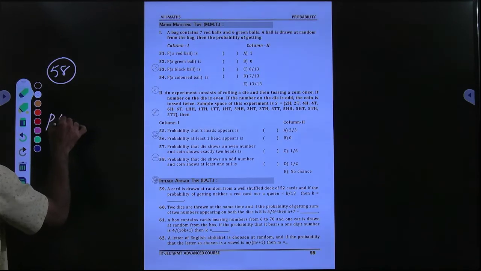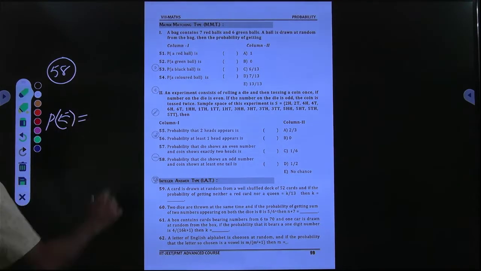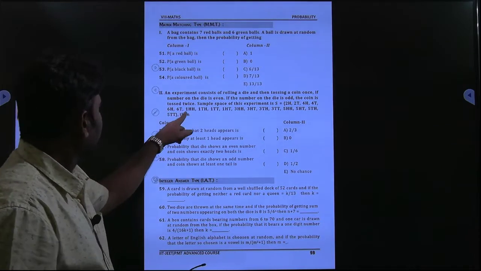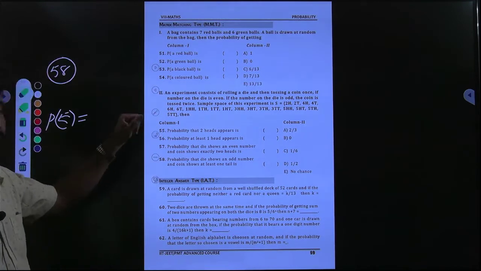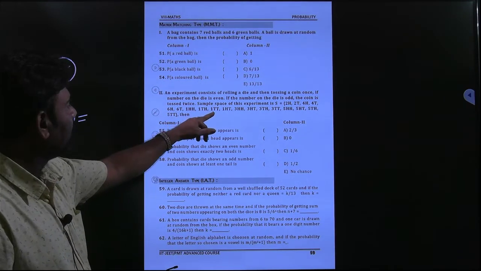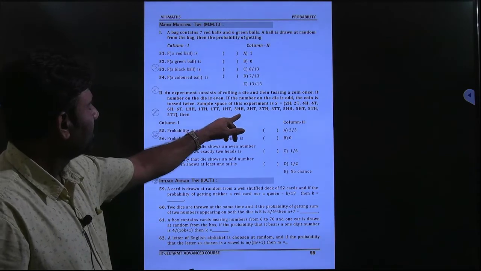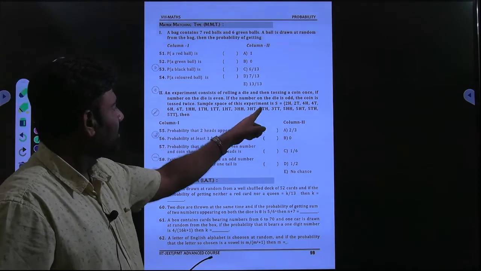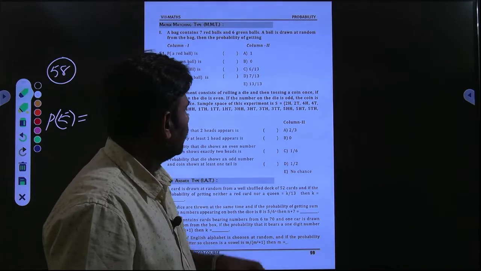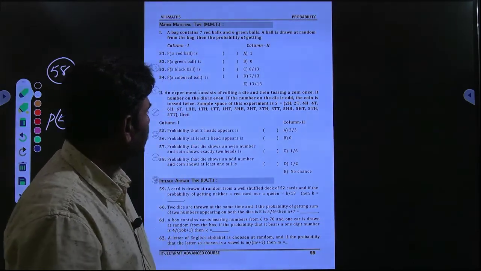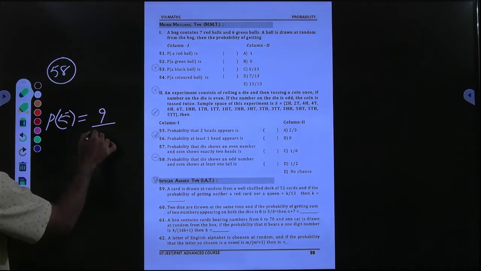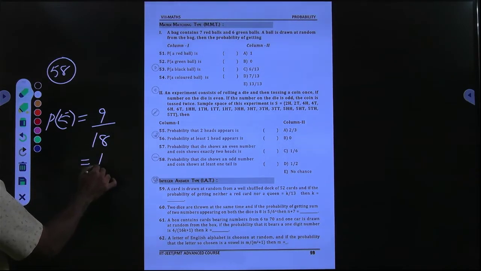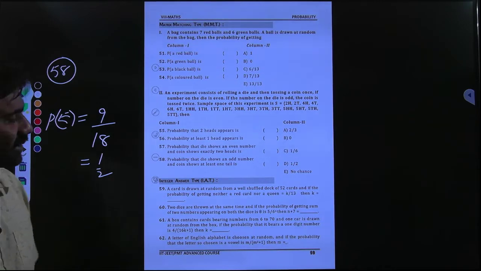Let this event be P of E. Here 1HH is there, but at least one tail is needed, so this is not favorable. 1TH, yes, 1. 1TT, 2. 1HT, 3. 3HT, 4. 3TH, 5. 3TT, 6. 5HT, 7. 5TH, 8. 5TT, 9. So these 9 are the favorable outcomes, meaning the number of favorable outcomes by the total number of outcomes, 18. 9 by 18 means 1 by 2. So option D is correct.